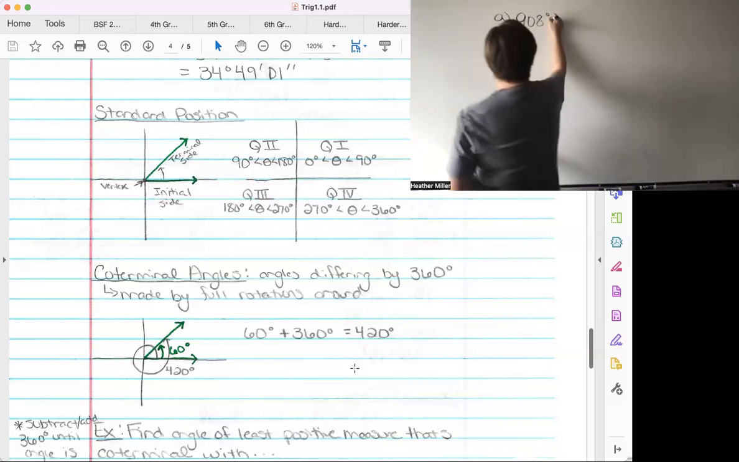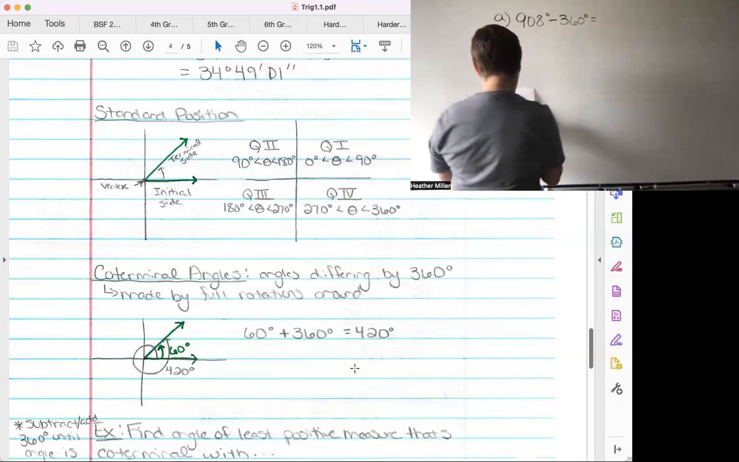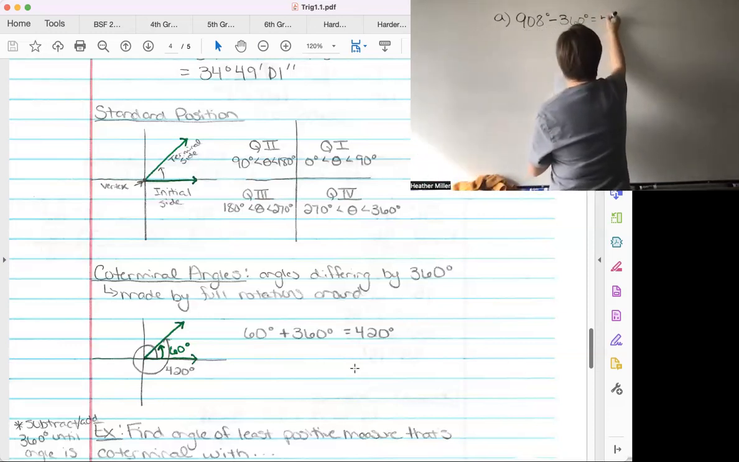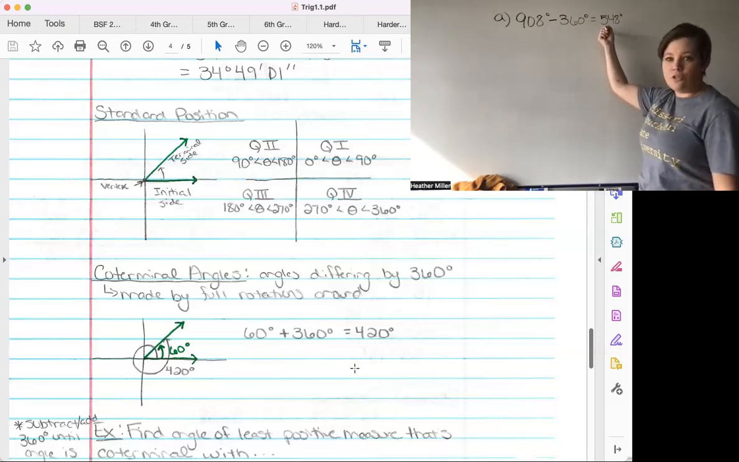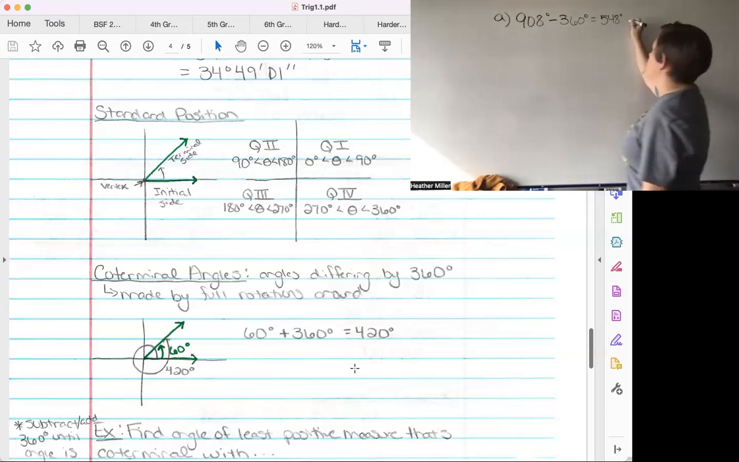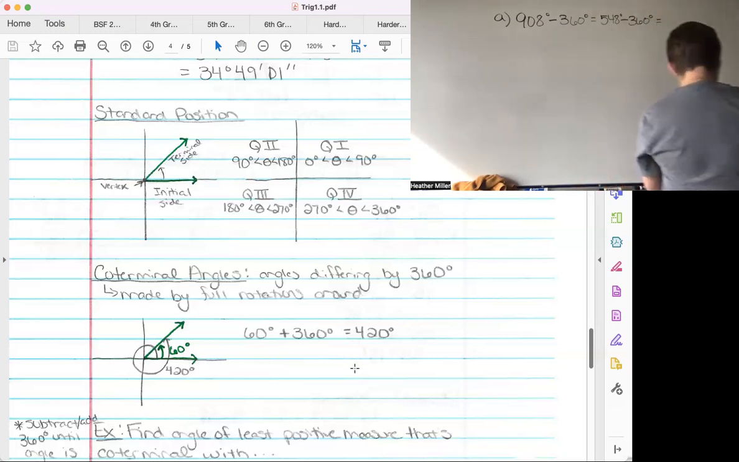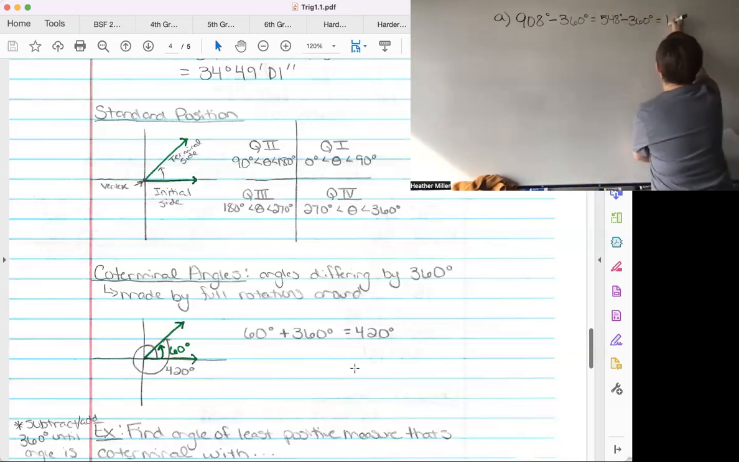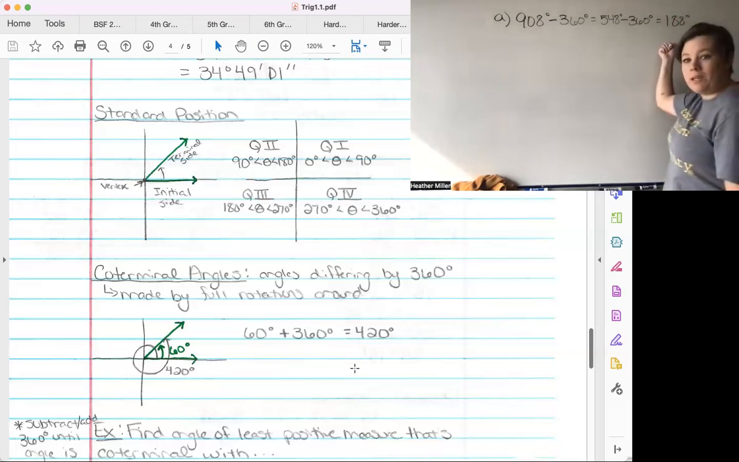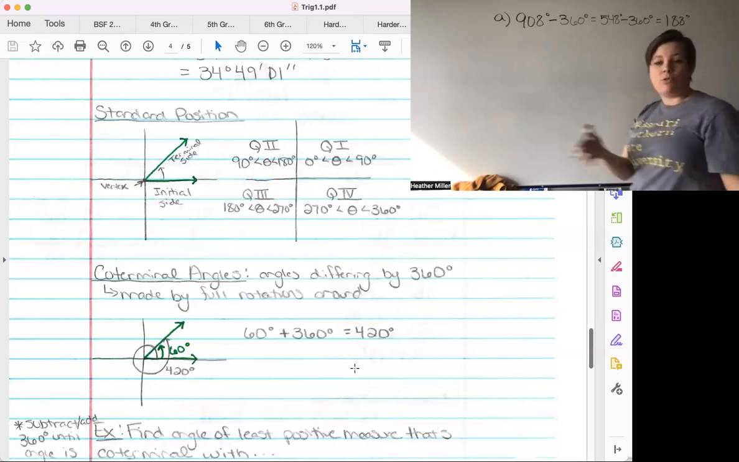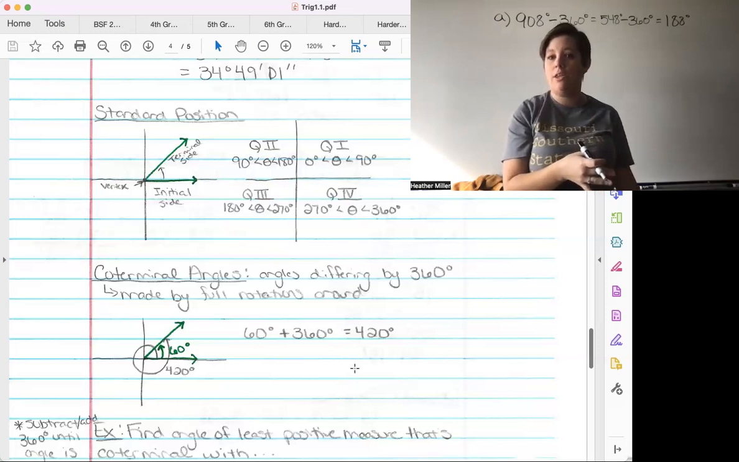So I'm going to take this minus 360 degrees, and that gives me 548 degrees. That's still larger than 360 degrees. So I'm going to subtract another 360 degrees. And when I do that, I get 188 degrees. So that's where I'm going to stop, because if I were to subtract another 360 degrees, then I'd end up with a negative value.